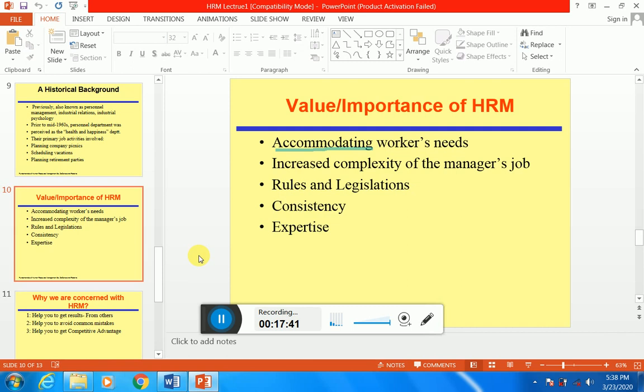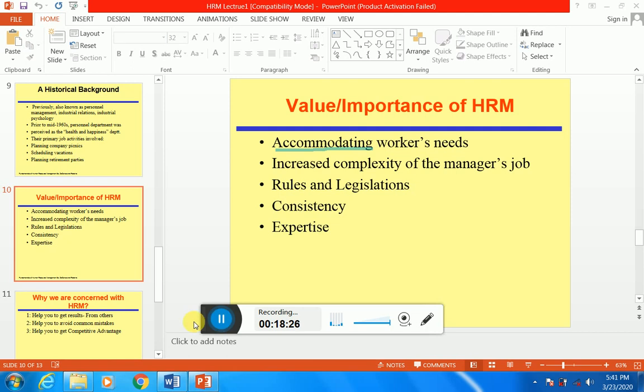Now we are going to discuss those factors contributing to the growing importance of human resource management. The first factor is accommodating workers' needs. Workers are demanding that organizations accommodate their personal needs by instituting such programs as flexible work schedules, parental leave, child care and elder care assistance, and job sharing as well. The human resource department plays a central role in establishing and implementing policies designed to reduce the friction between organizational demands and family responses.